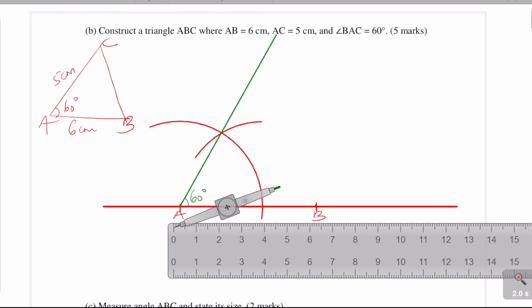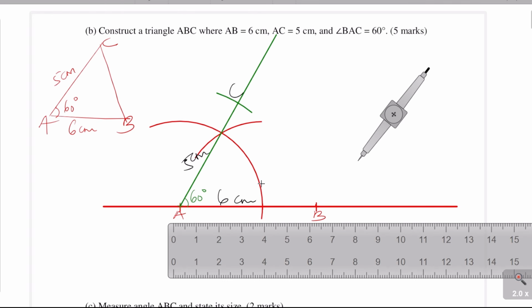So by standing there, you can take that, like that. That is a 5 centimeters. So mark an arc here. Mark an arc there. So this will be point C. This is point C, and this one is 5 centimeters.